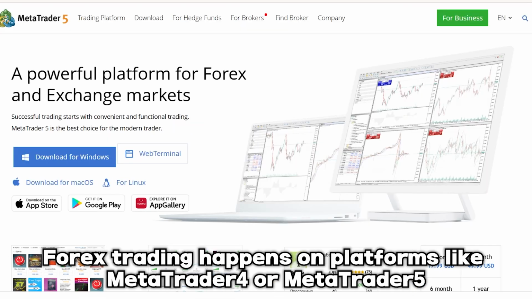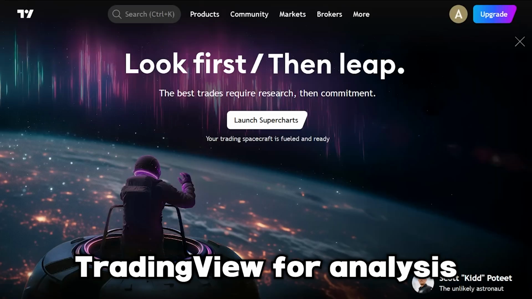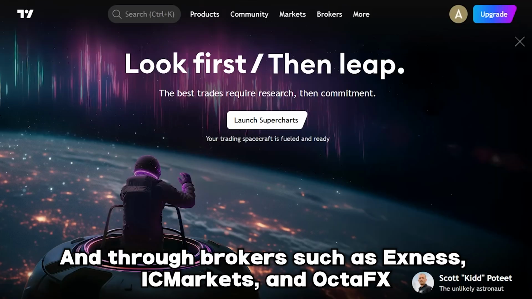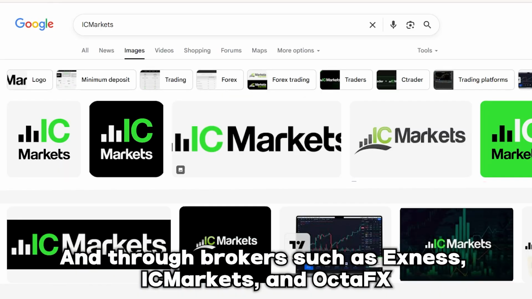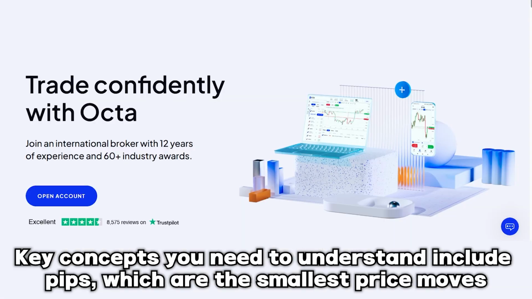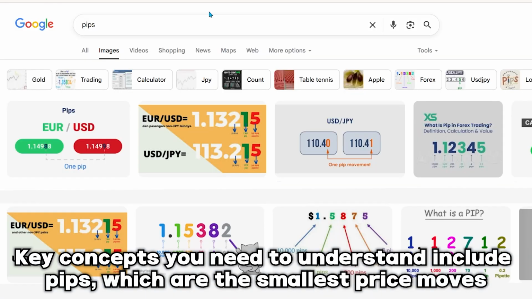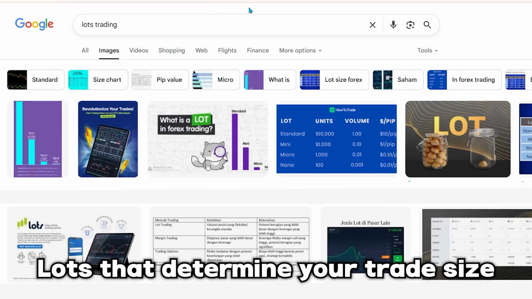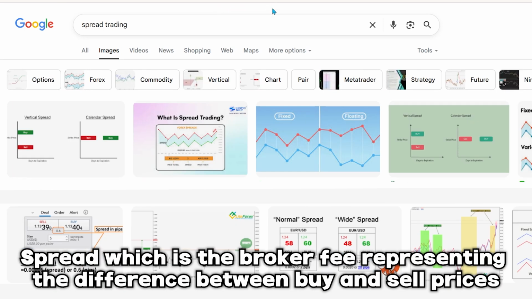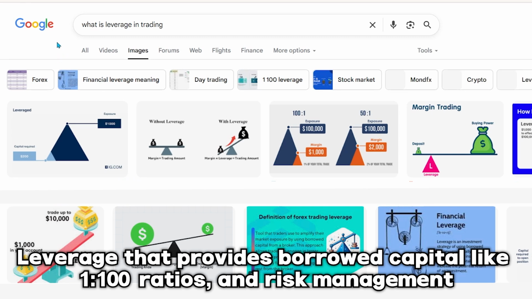Forex trading happens on platforms like MetaTrader 4 or MetaTrader 5, TradingView for analysis, and through brokers such as Exness, IC Markets, and OctaFX. Key concepts you need to understand include pips, which are the smallest price moves, lots that determine your trade size, spread, which is the broker fee representing the difference between buy and sell prices, leverage that provides borrowed capital like 1 to 100 ratios, and risk management.